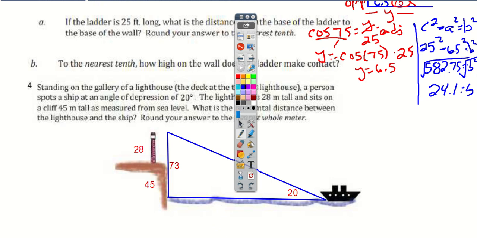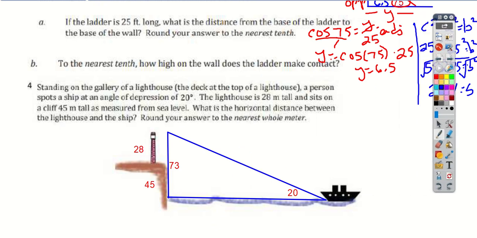Standing in a lighthouse, at the deck at the top of the lighthouse, a person spots a ship at an angle of 120 degrees. The lighthouse is 28 meters tall, so from here to here is 28 meters. The cliff is measured 45 meters above sea level. Combined together, if we add these together to get the actual height from the water all the way up to the top of the lighthouse, it's going to be 73 meters. And so we want to know what is the horizontal distance between the lighthouse and the ship.